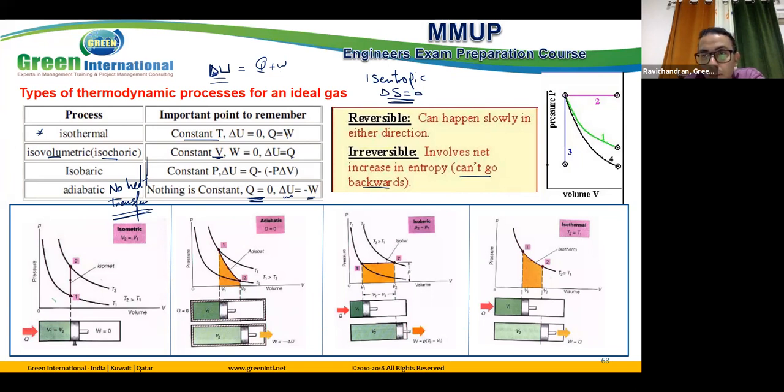Here we can also make a summary of all the processes. This one is constant pressure, isobaric. This one, number 3, is constant volume, isochoric or isometric. This one is isothermal, and this one is adiabatic. Clear?